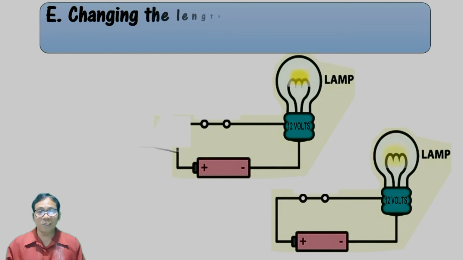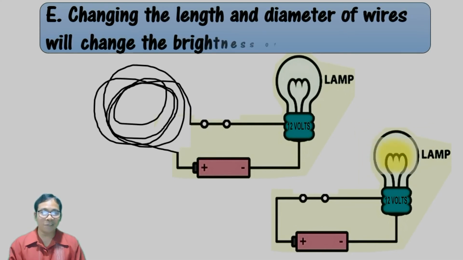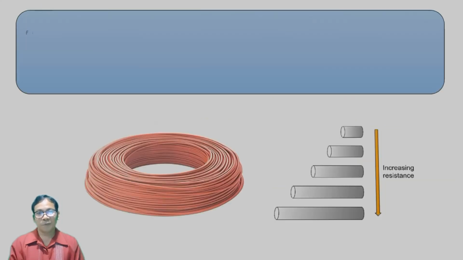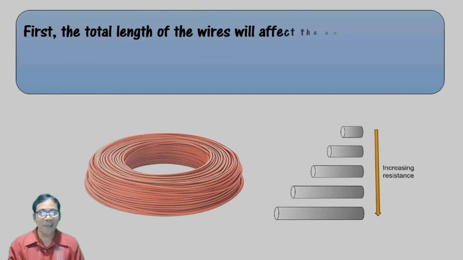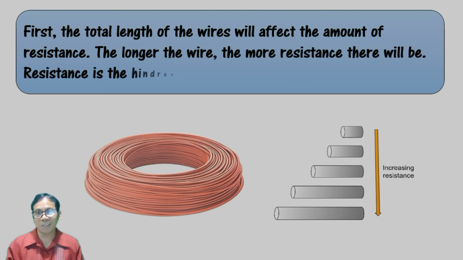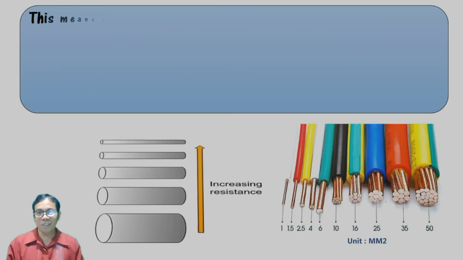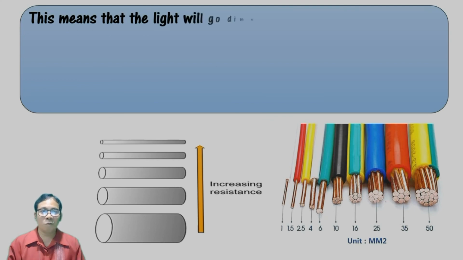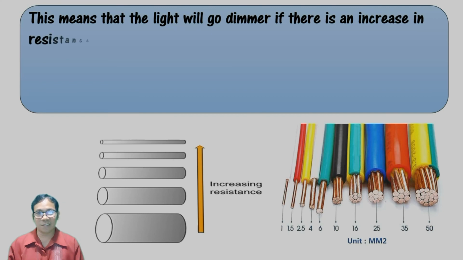E. Changing the length and diameter of wires will change the brightness of the bulb. First, the total length of wires will affect the amount of resistance. The longer the wire, the more resistance there will be. Resistance is the hindrance to the flow of charge. This means that the light will go dimmer if there is an increase in resistance.